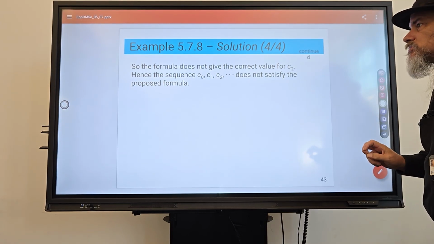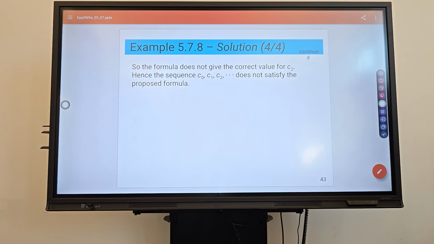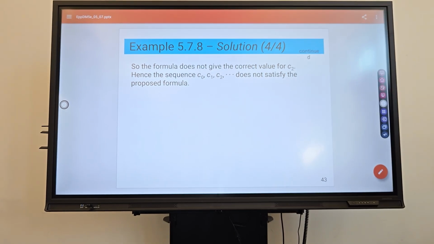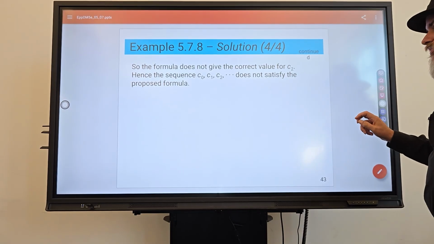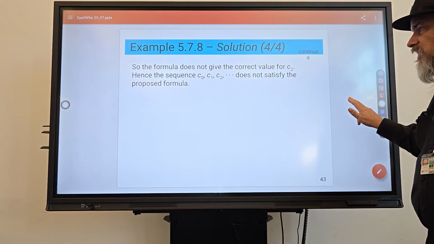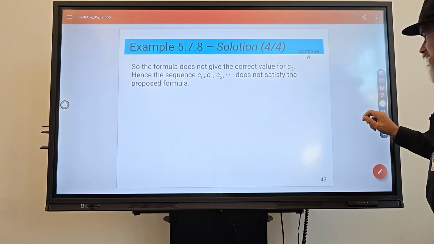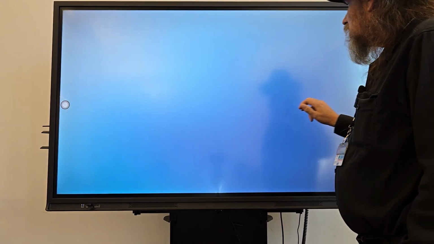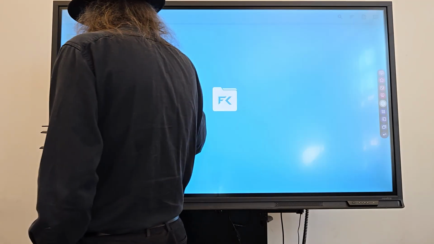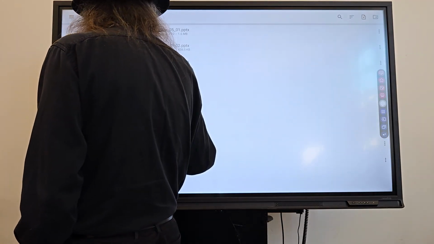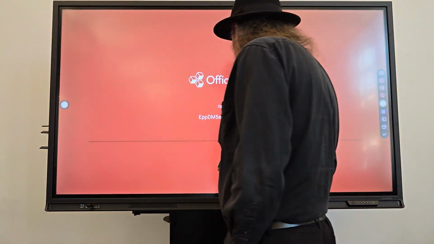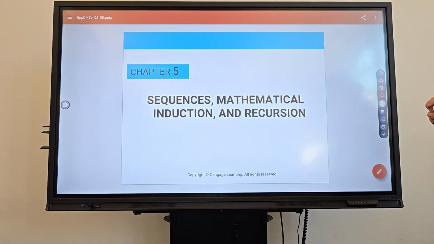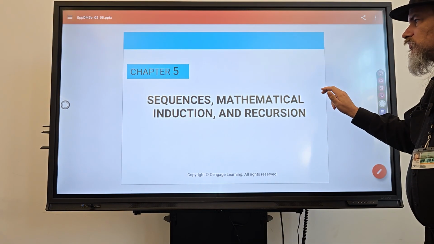They are not equal. So the formula does not give the correct value for C2, hence the sequence does not satisfy the proposed formula. And that's it for that slide deck. Now this one gets a little bit weird.